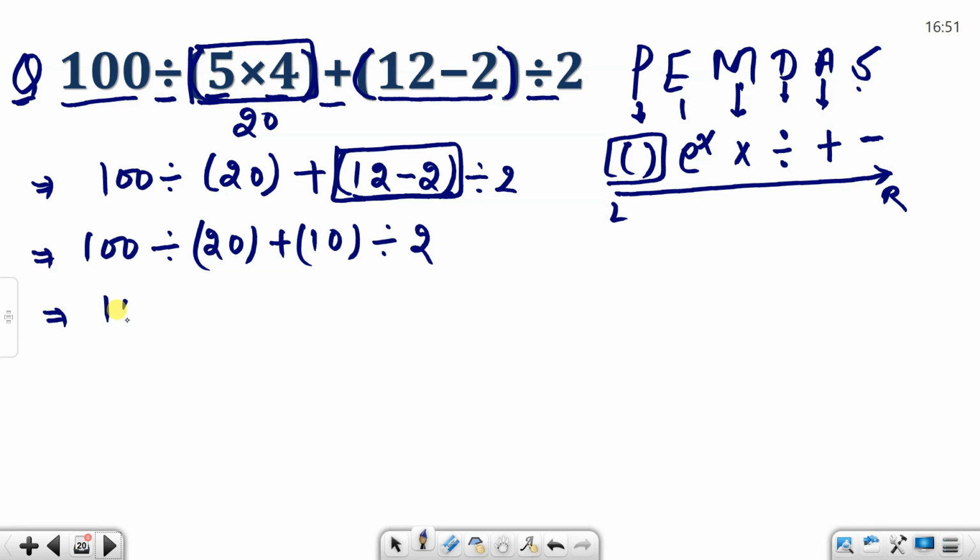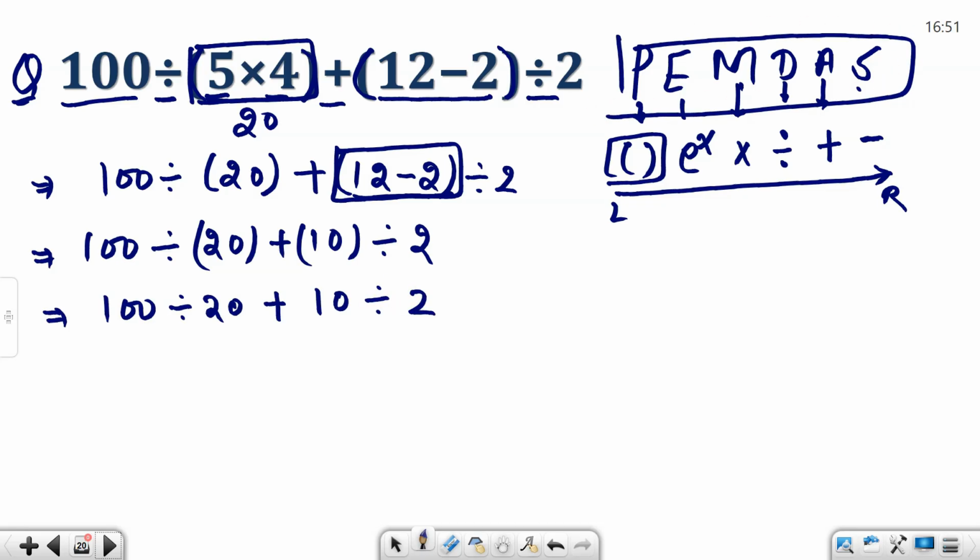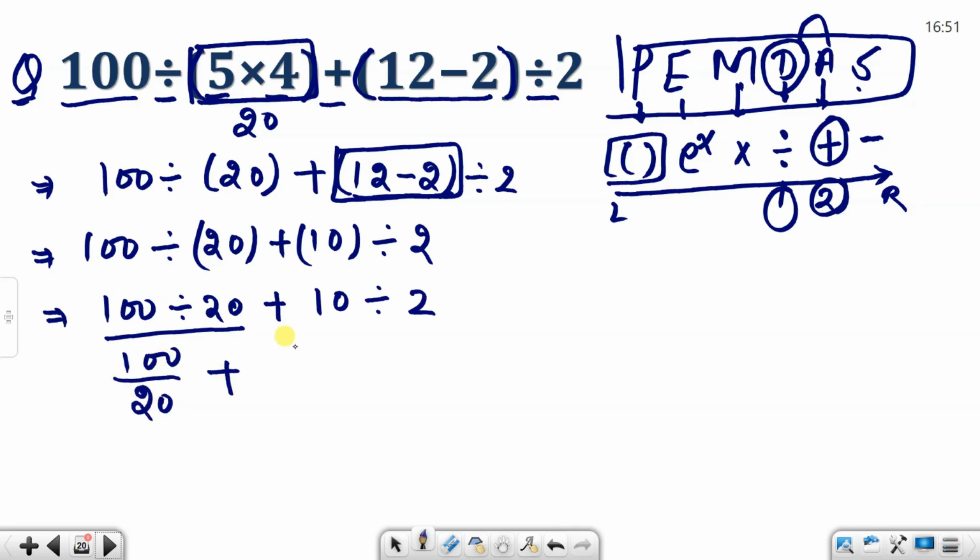Now, 100 divided by 20 plus 10 divided by 2. According to the PEMDAS rule, here we'll give the first priority to division and the second priority to addition. First priority to division, second priority to addition. So let's do that here: 100 divided by 20 plus 10 divided by 2.